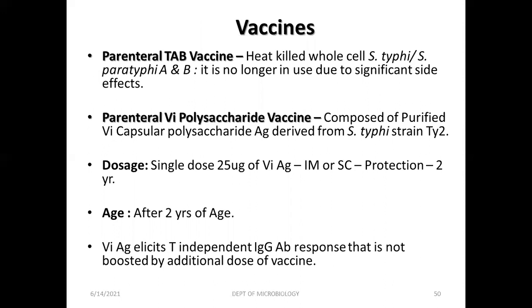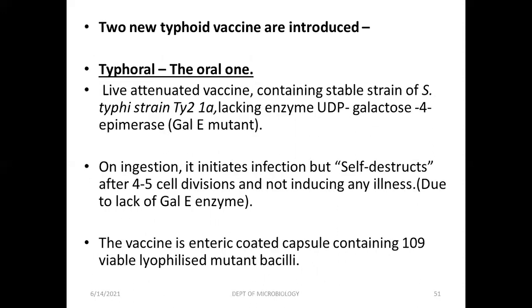Parenteral Vi polysaccharide vaccine is composed of purified capsular polysaccharide antigen, which is derived from Salmonella typhi strain Ty2. Dose: a single dose of 25 microgram of Vi antigen, given intramuscularly or subcutaneously. It offers protection up to 2 years and can be given after 2 years of age. Vi antigen elicits a T-independent IgG antibody response that is not boosted by an additional dose of vaccination.